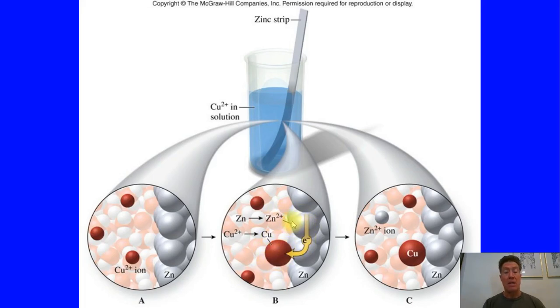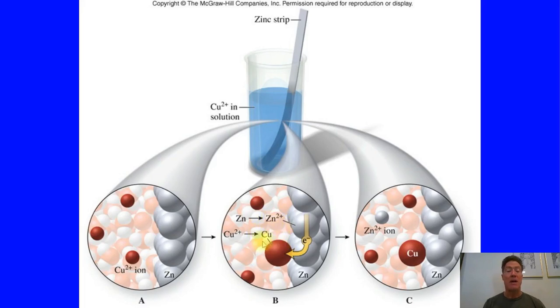And the result is that the zinc, as a neutrally charged metal, now becomes a zinc 2+ ion, and it goes into solution. So the copper becomes deposited against the zinc metal, and the zinc metal goes into solution. And that's because copper has a stronger pull and is able to steal those electrons from the zinc. So that's what's happening here, and that's a very important redox reaction.